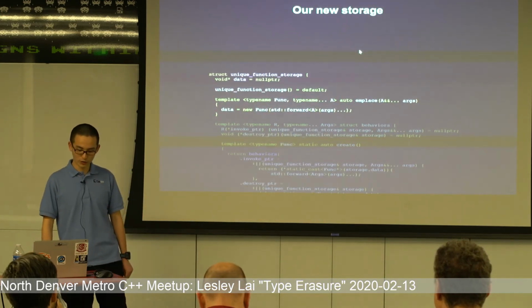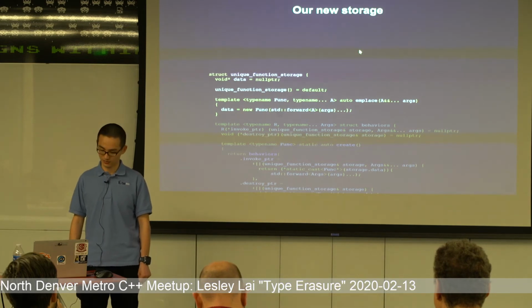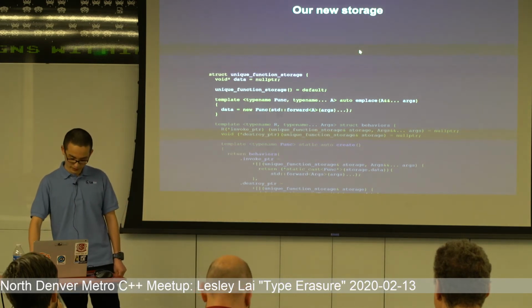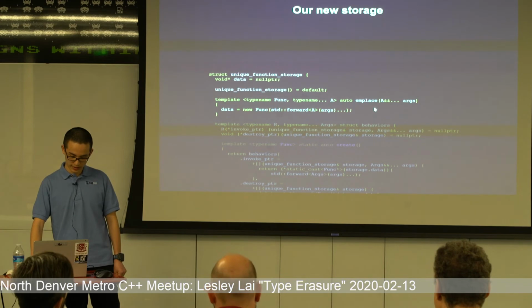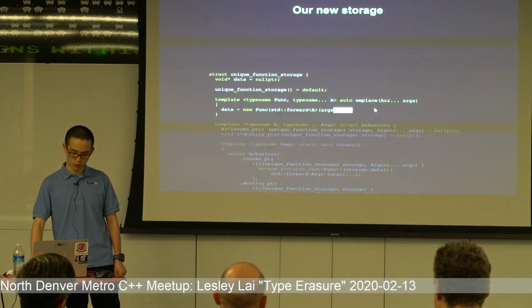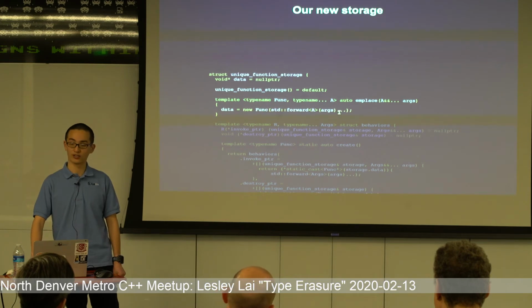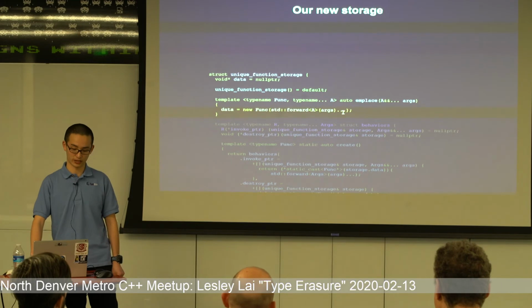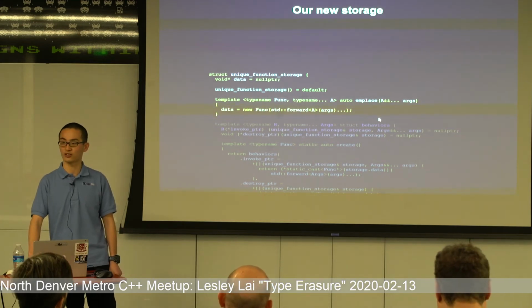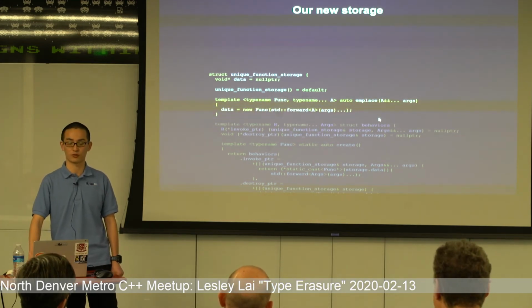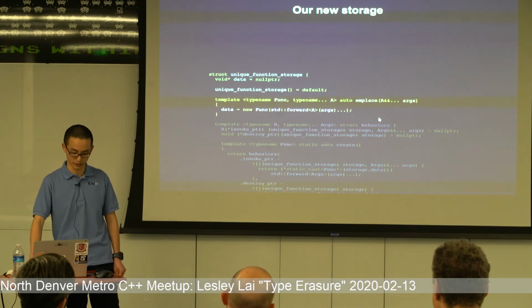And our new storage is just a void star. And also this helper function to construct our new structure by calling the global new. Of course, you can use an allocator, but that will make this implementation more complicated. Also, std function and unique function proposal all don't do allocators anymore.